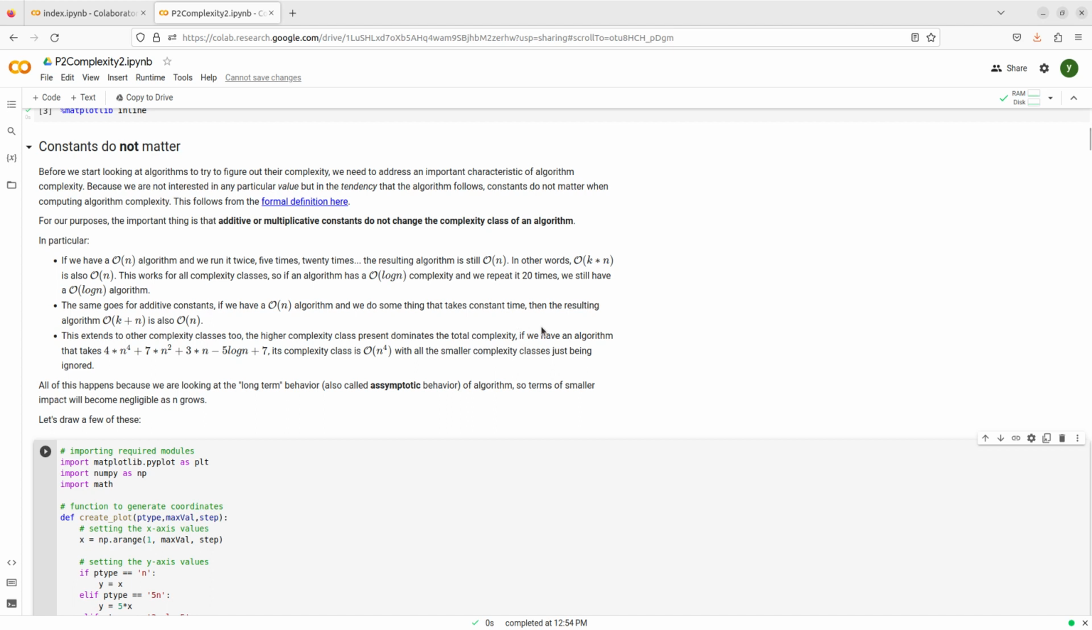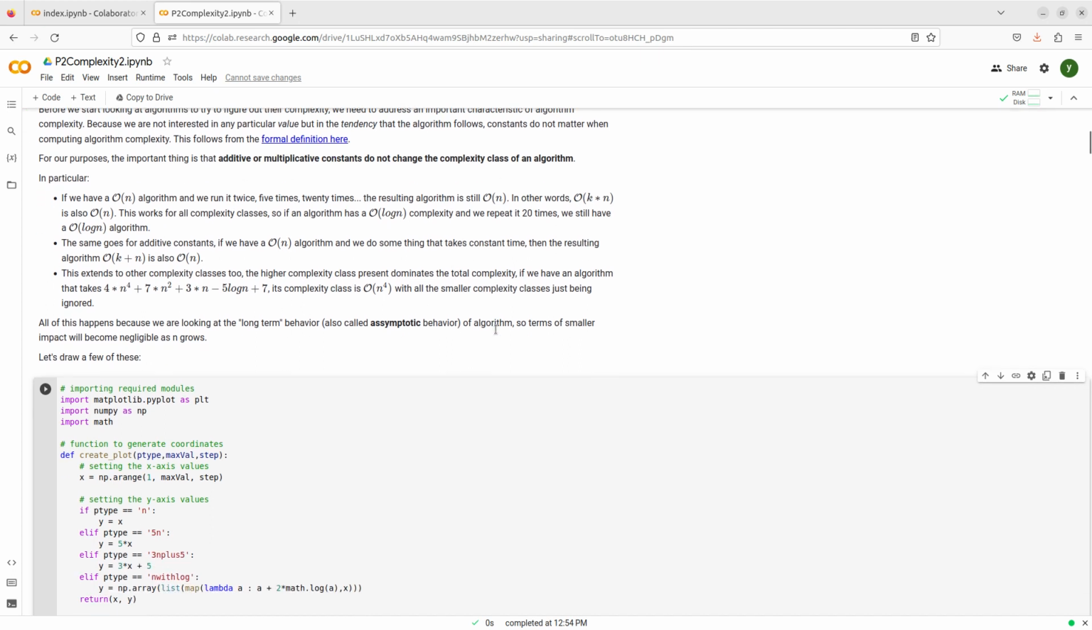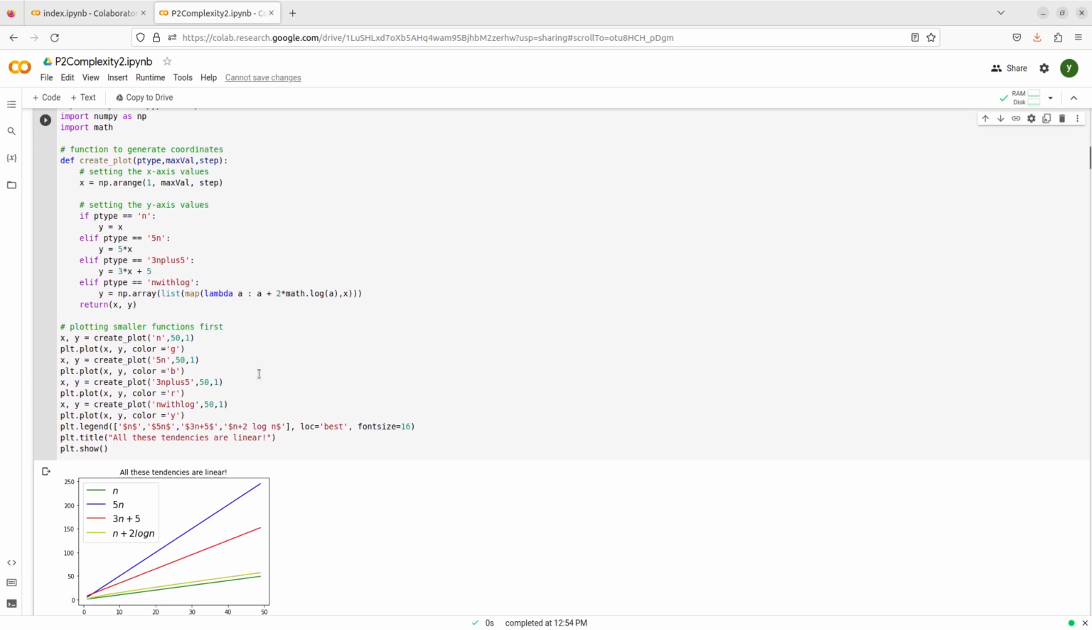And we will begin with some practical matters like the fact that constants, even additive or even multiplicative constants, do not matter when computing the complexity class of an algorithm. And here I have some examples that I recommend that you have a look at, but I'm going to comment on this, having a look at this particular cell of a Jupyter notebook. And here, using matplotlib and numpy, I have drawn basically four functions, n, 5n, 3n plus 5, and n log n plus 2 log n, which you can see here in their formulas.